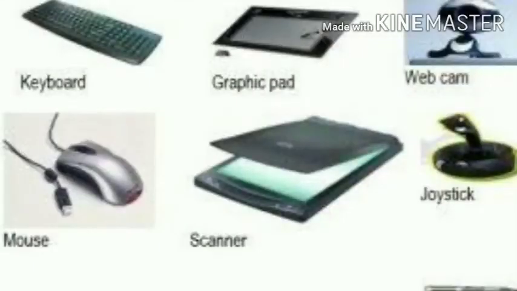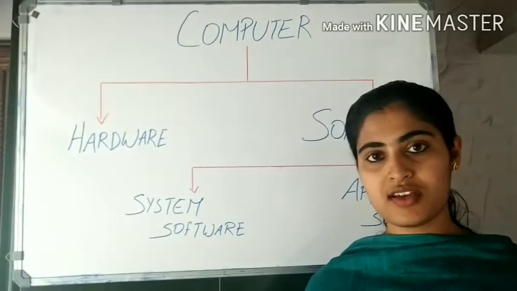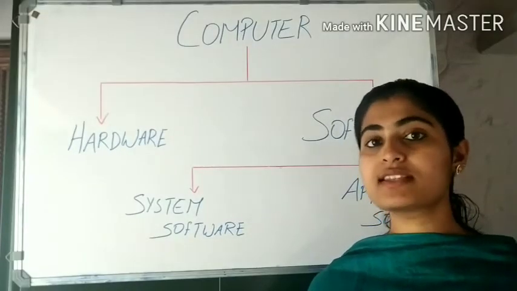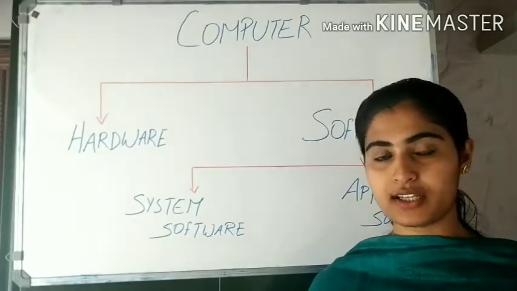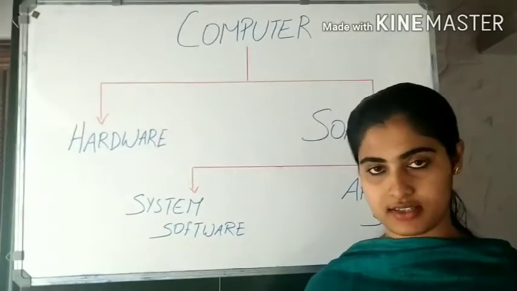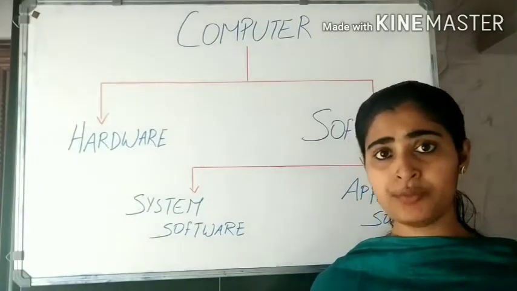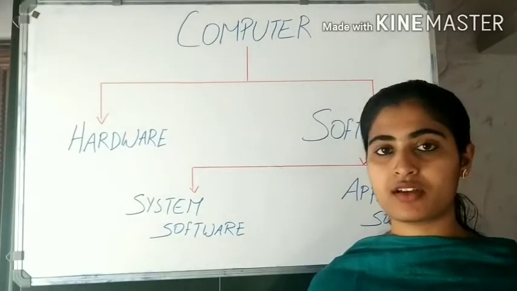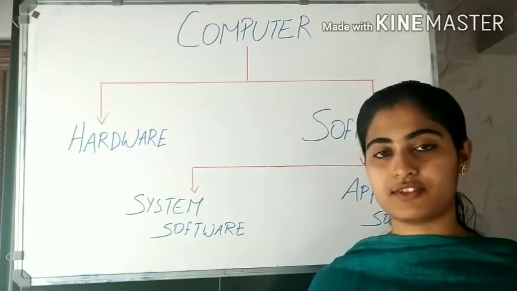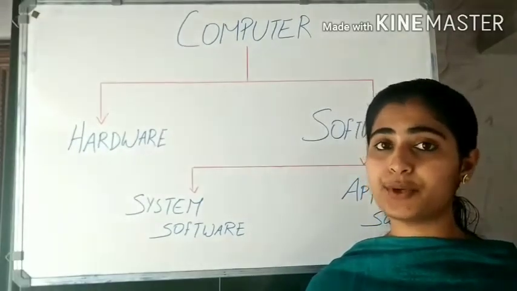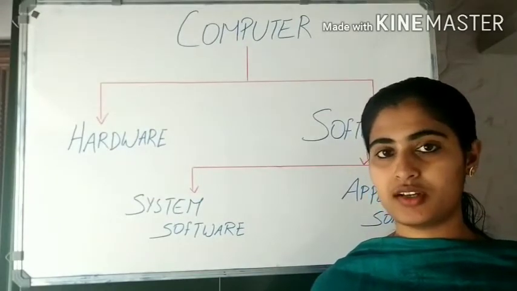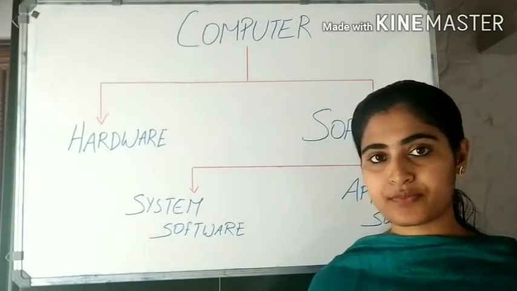All of you have typed on a keyboard. All of you have scrolled a mouse with your hands. You have seen a movie on a monitor. Okay, so hardware means they are parts of the computer that we can touch and see. And what do you mean by software? Software is a set of instructions that tell computer what to do. What do you mean by that?